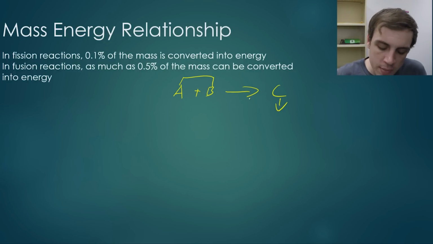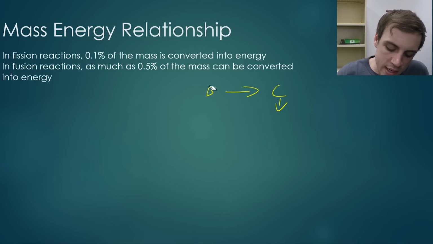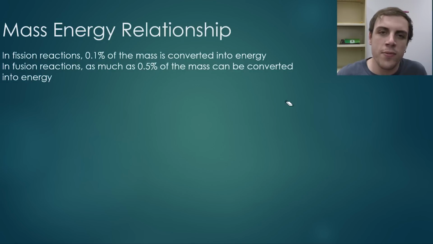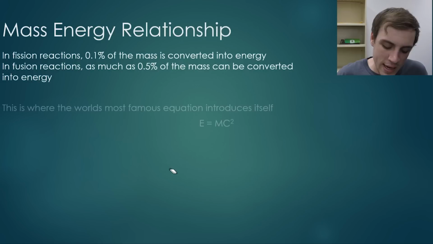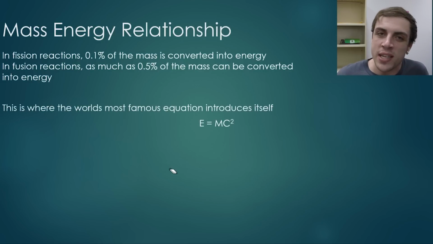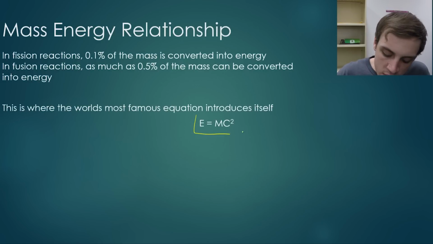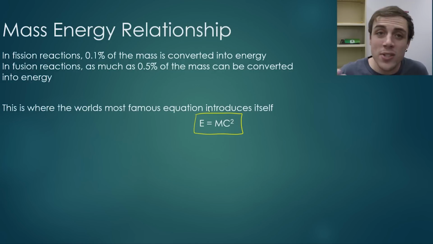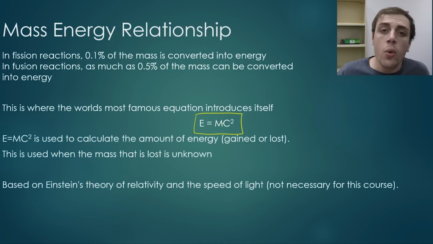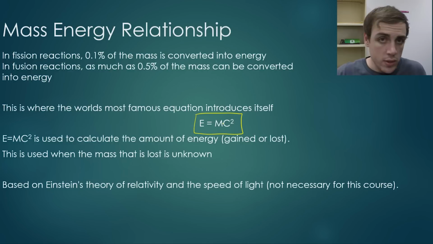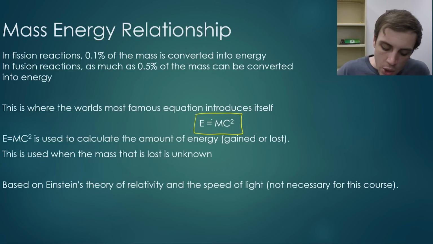Now, this brings us to one of the most famous and popular formulas, or equations, I should say, ever known. And that is E equals mc squared. So that's what this formula does. For those of you who've constantly heard this formula being used but have no idea why, what it tells us is the amount of energy, gained or lost, it doesn't matter, when we know the particular unit of mass.